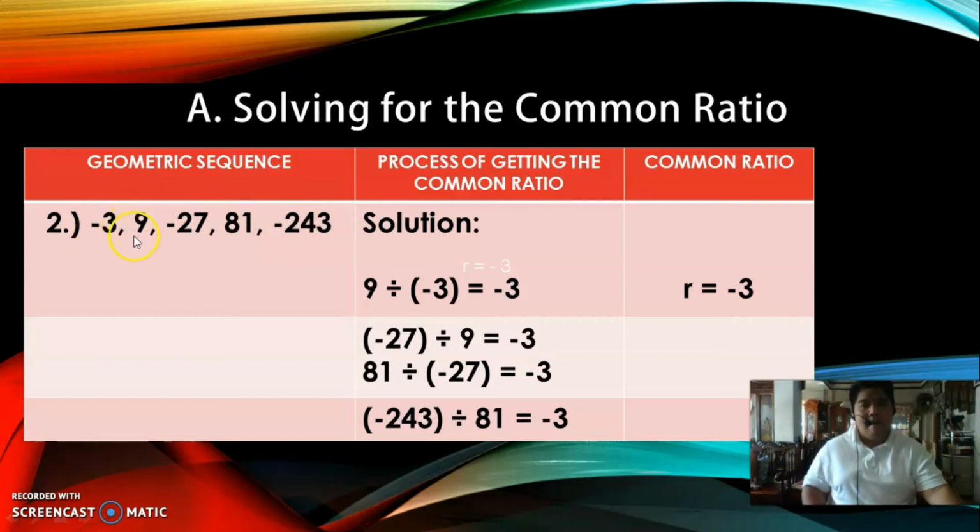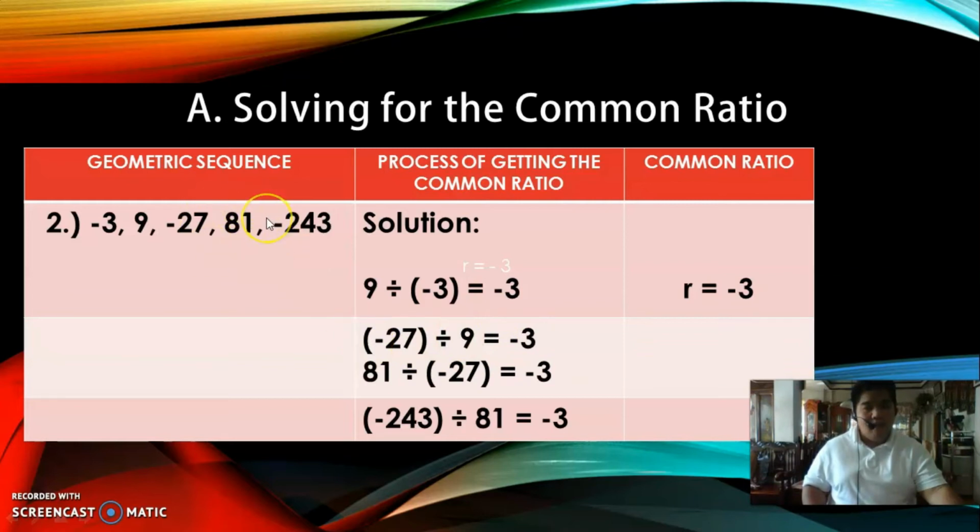Negative, positive, negative, positive, and negative. So, for the solution for getting the common ratio, or R, second number divided by the first number: 9 divided by negative 3, that's negative 3, unlike signs. Or the third number divided by the second number: negative 27 divided by 9 is also negative 3, unlike signs again.